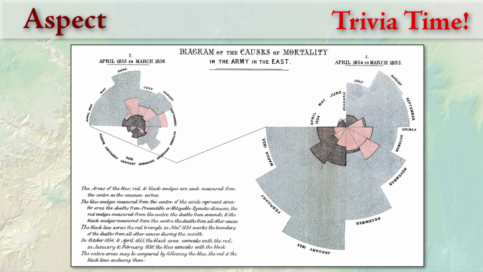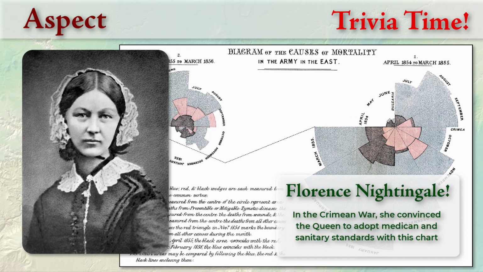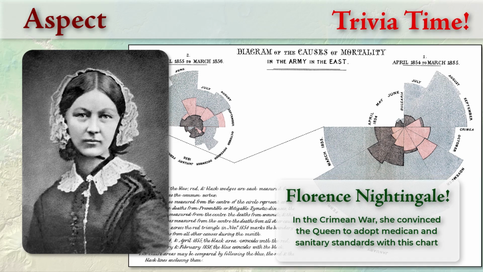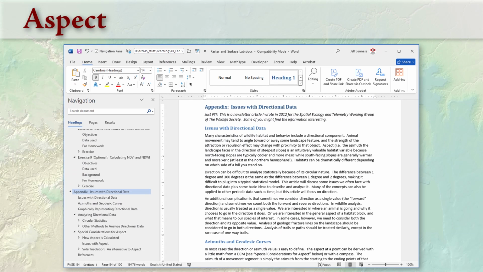So who invented this type of graph? Yep, it was Florence Nightingale, noted statistician who also did some nursing work on the side. And that wraps up what I want to say about aspect. If you're interested in a more detailed discussion of issues with directional data, then I've included an article I wrote a few years ago on the topic as an appendix in the lab exercise Word document.